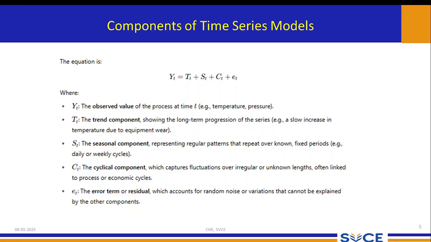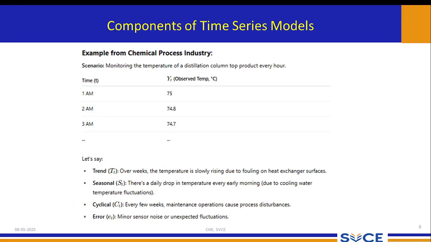The last one is the noise or the error term, or residual, which accounts for random noise or variation that cannot be explained by the other components. It may be sensor fluctuations, or maybe some other error, so that cannot be predicted by any other component. Hope you understood what I am trying to say.